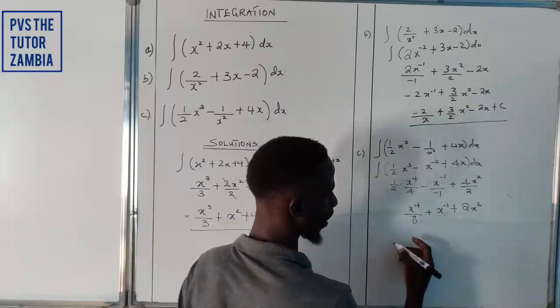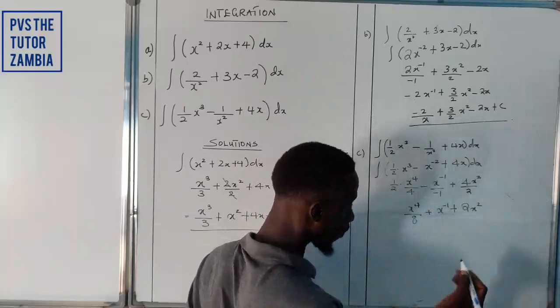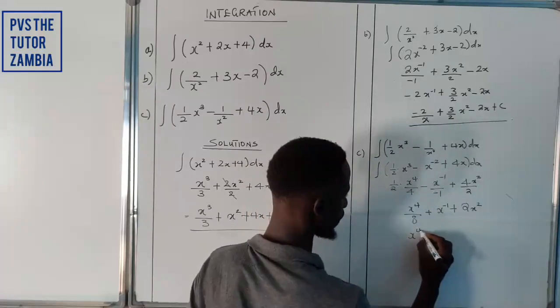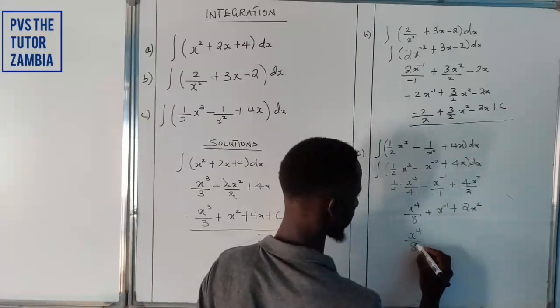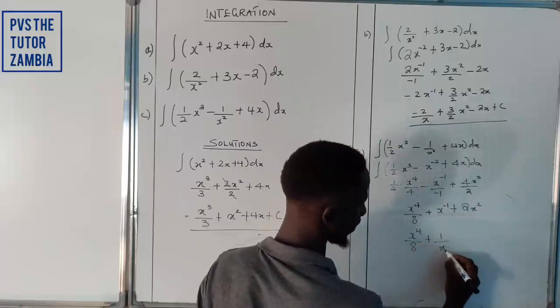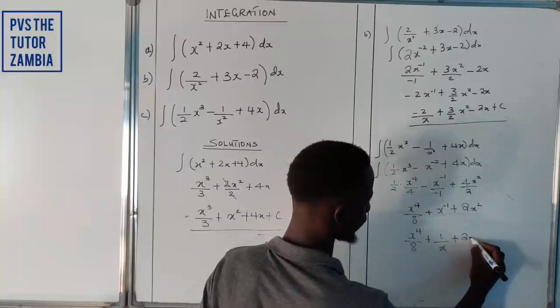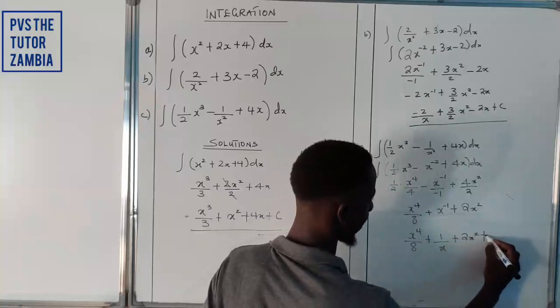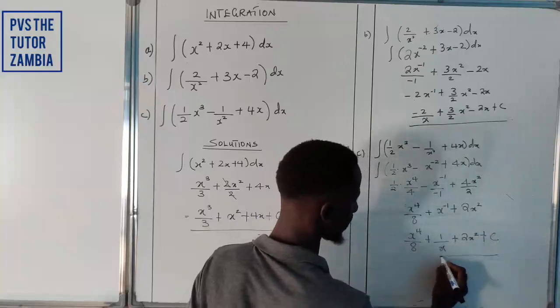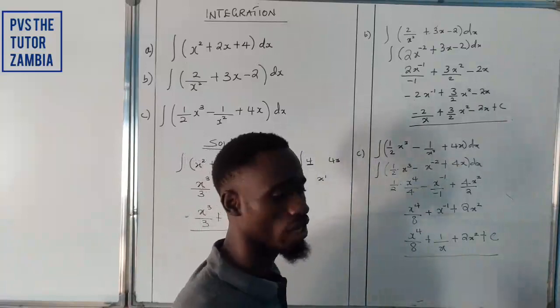Alright? Then we need to reciprocate this one into the original form, which will give us x to the power 4, you divide by 8, plus 1, you divide by x, because it is the same as this. Then plus 2x squared, plus some form of constant called c. So this is how you are supposed to answer these questions even when they come in the exam.